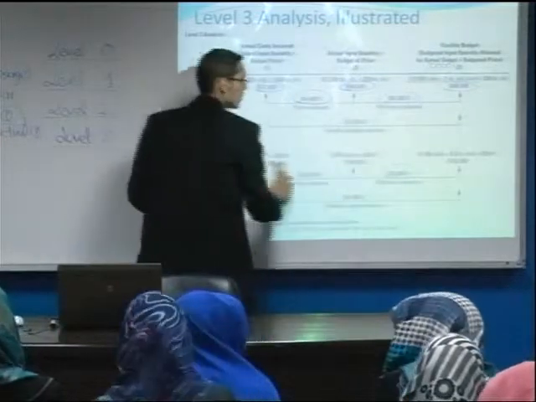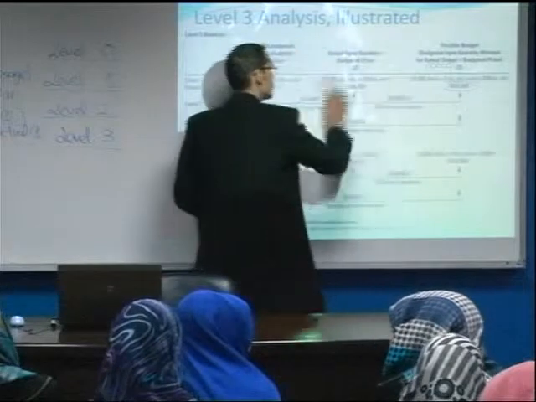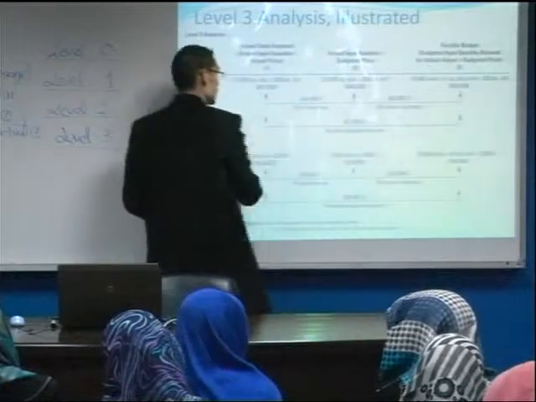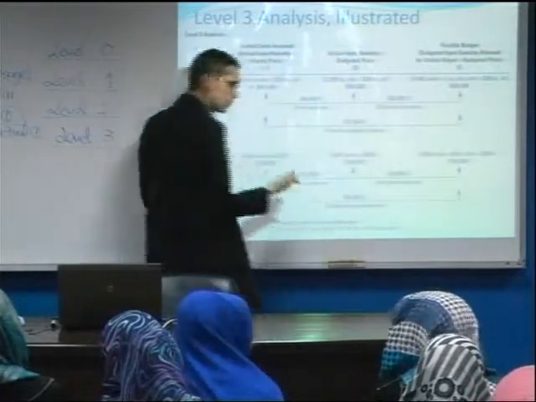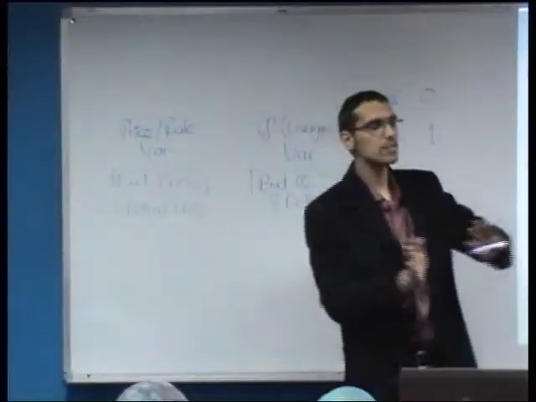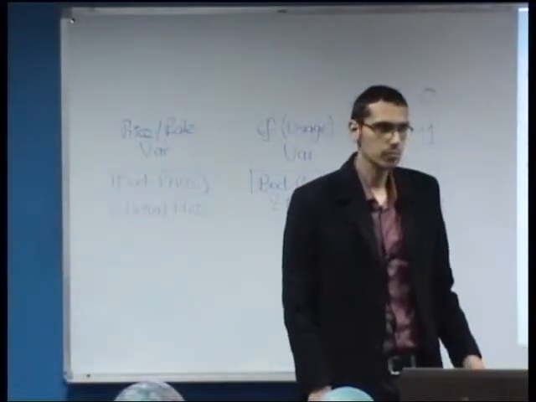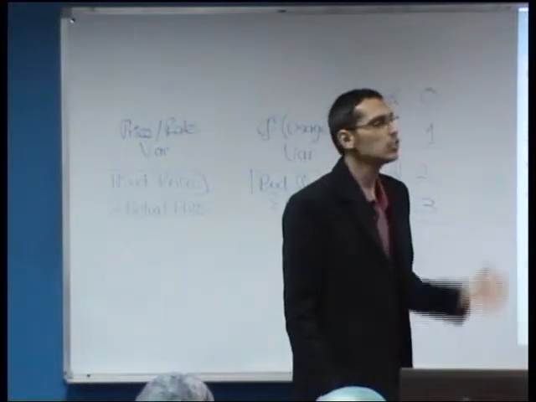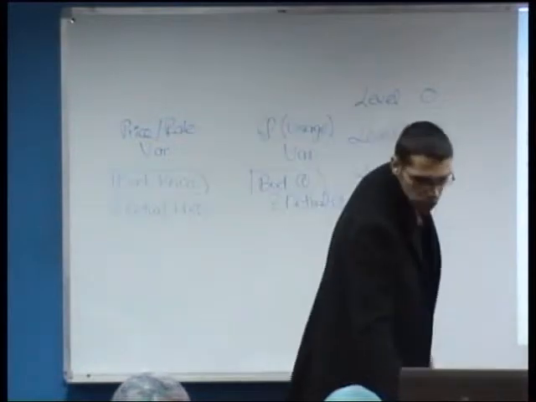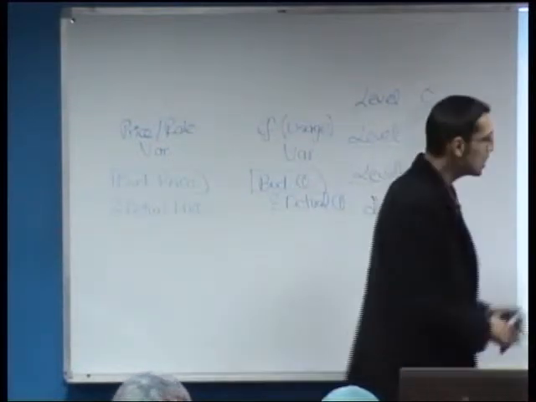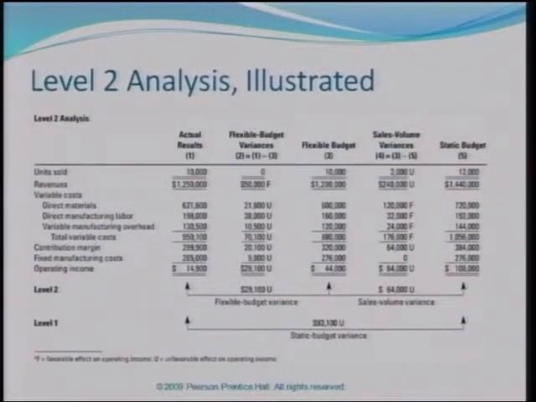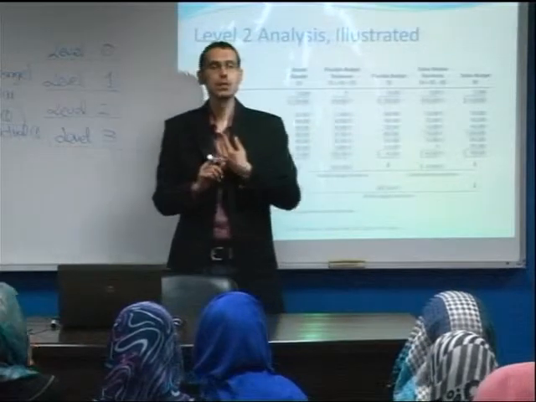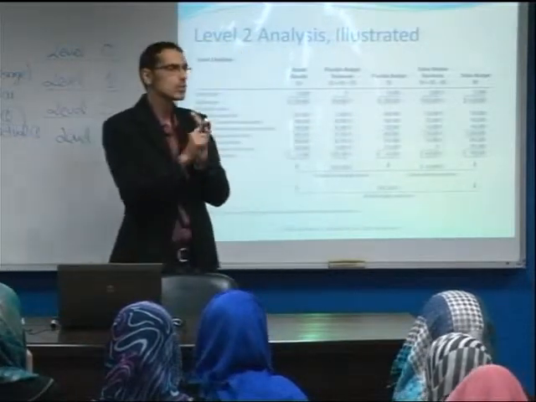The last point in the variance analysis, or how to calculate the variance analysis: of course, we finished the part of the flexible budget. We started with level 0 and finished with level 3. But as we showed in our level 2 analysis, we said that we would also have a sales volume variance. And we said the sales volume variance could be attributable to two things.